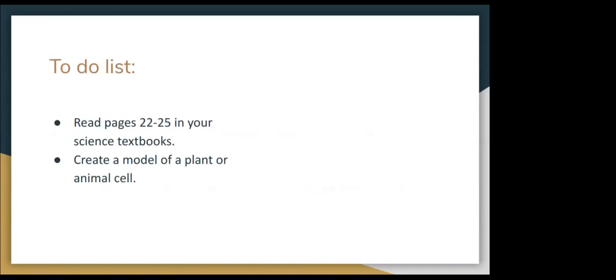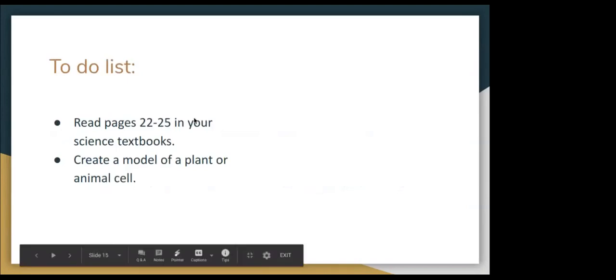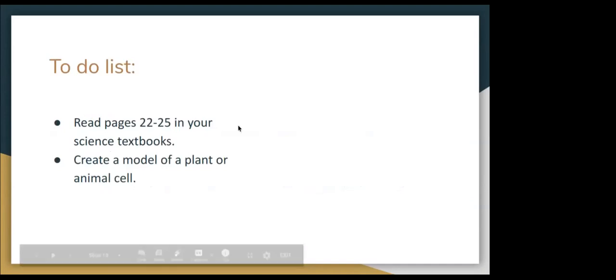All right, to-do list after this. Hopefully you were being a good listener. Good job getting through the whole video for the most part. These are the 2 assignments you have now. Read pages 22 through 25 in your science textbooks. It will go over what we just went over, but it will give you also more pictures and examples. Then you are to create a model of a plant or animal cell.